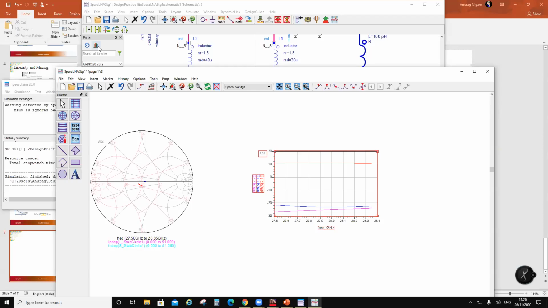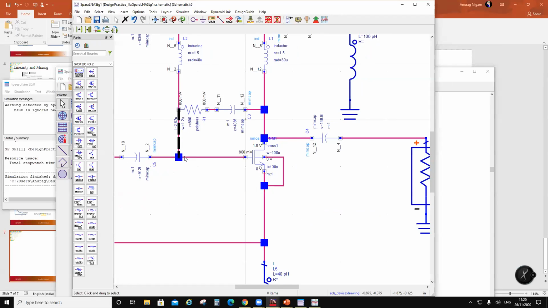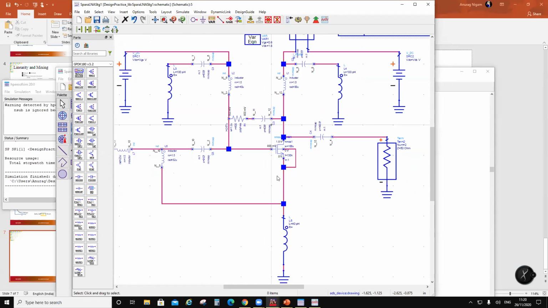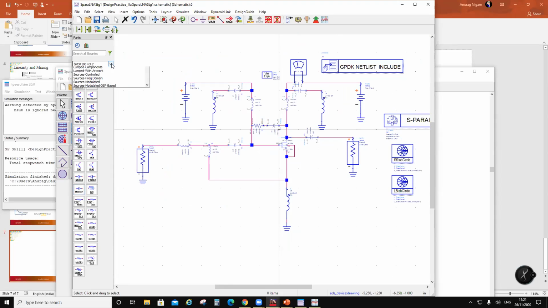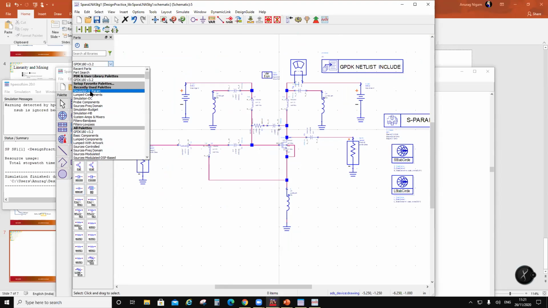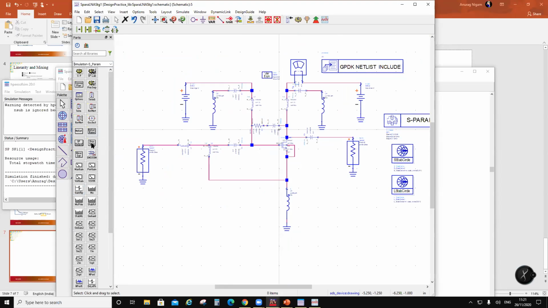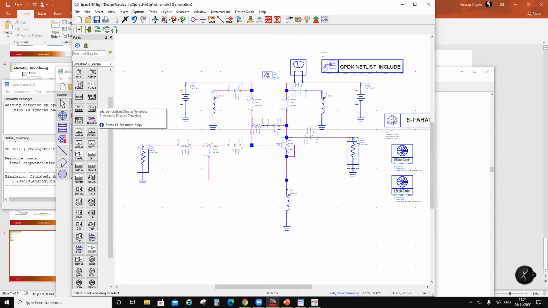Okay, so I want one more stage. So the way to start is for LNA, you start with the input stage because your requirement is not the gain, not the return loss. It is the noise figure. So let's look at the noise figure first. So you go to simulation S parameter. Okay, you don't have to do anything over here.